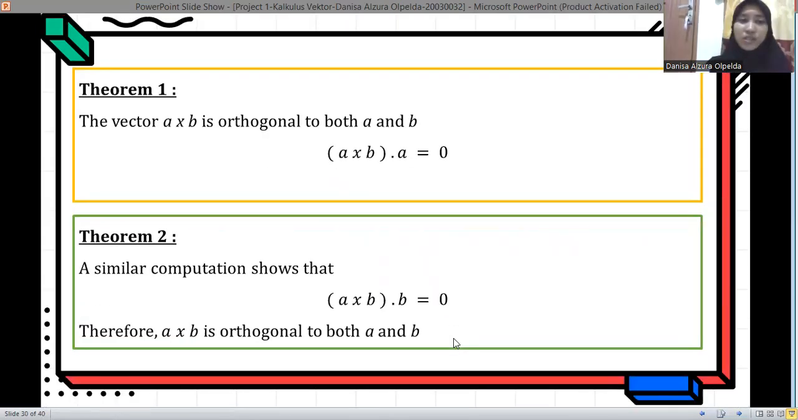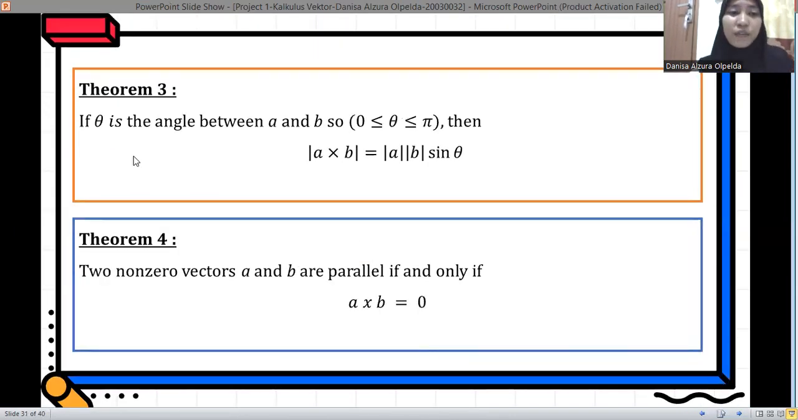Theorem 1: the vector A cross B is orthogonal to both A and B, so (A cross B) dot A is equal to 0. Theorem 2: a similar computation shows that (A cross B) dot B is 0. Therefore, A cross B is orthogonal to both A and B.